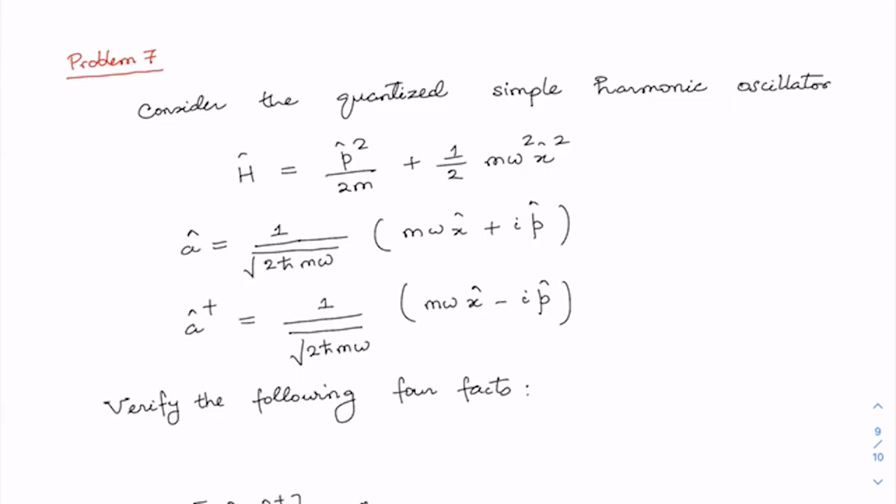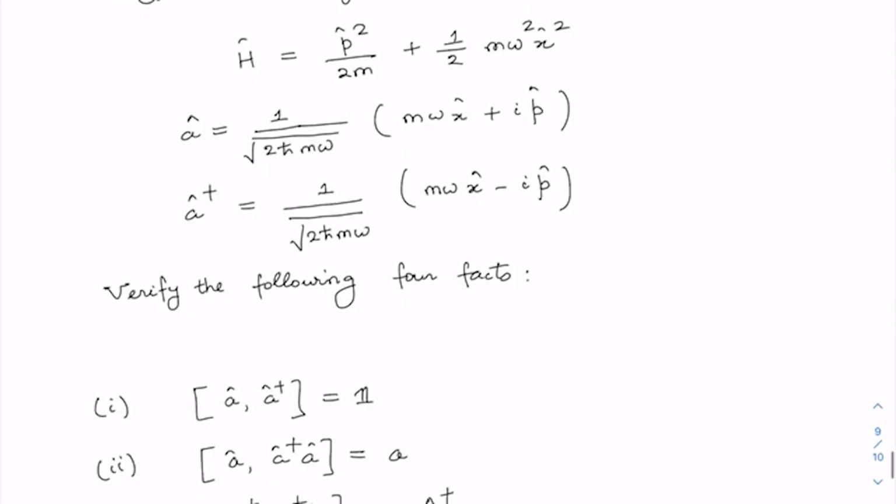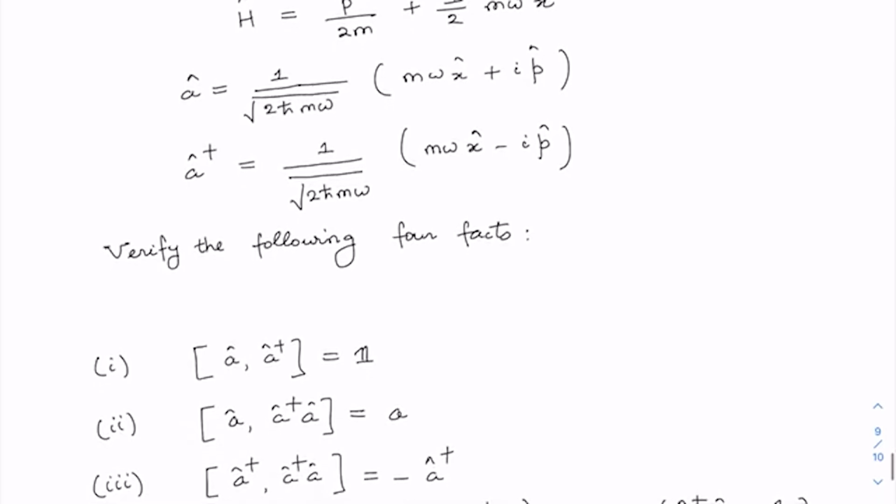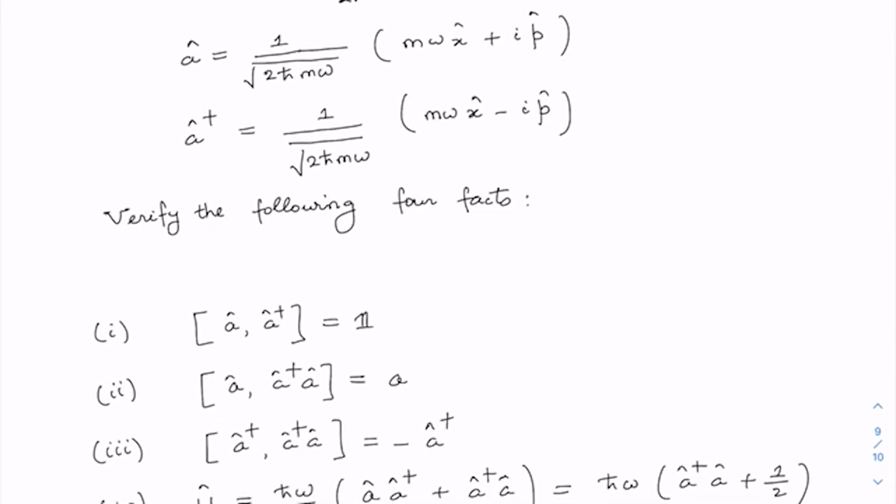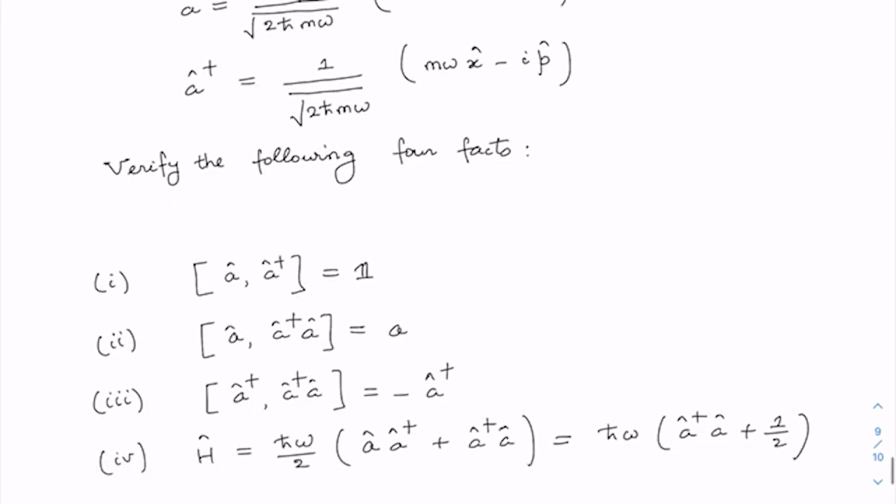Consider the quantized simple harmonic oscillator. The Hamiltonian is given, and the annihilation operator and the creation operator are also given. Using this, you are asked to verify these 4 facts, that [A, A dagger] is equal to 1, and that is actually identity, and these relations you have to prove, and finally you have to show that the Hamiltonian can be written in this form using this annihilation and creation operator, and this is equivalent to this well-known form. Let us do this.